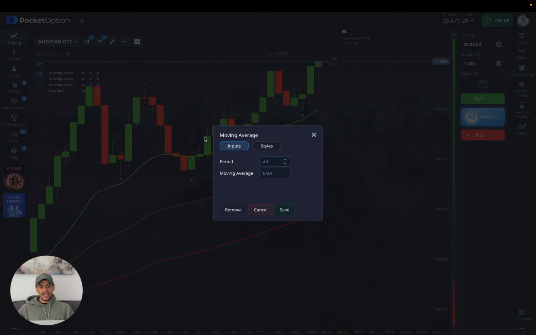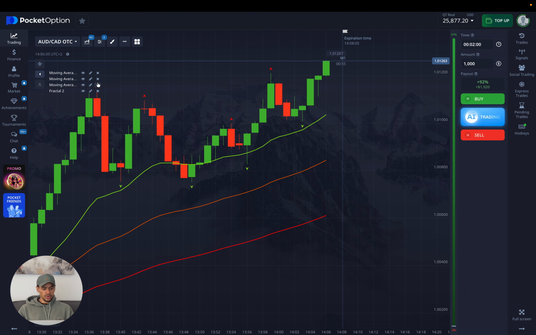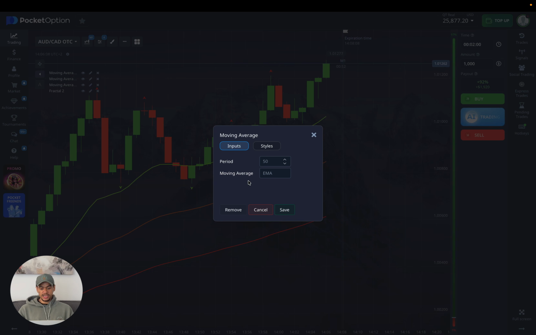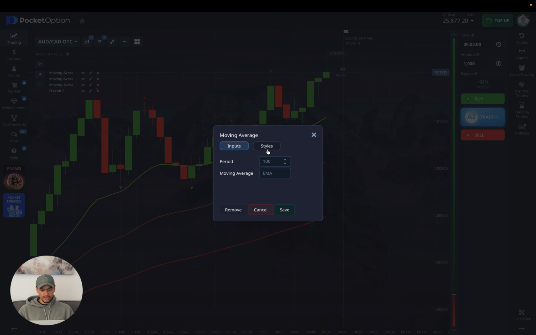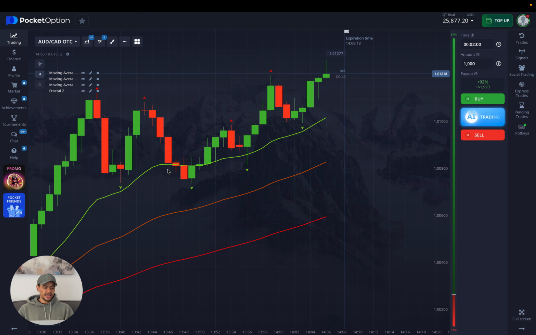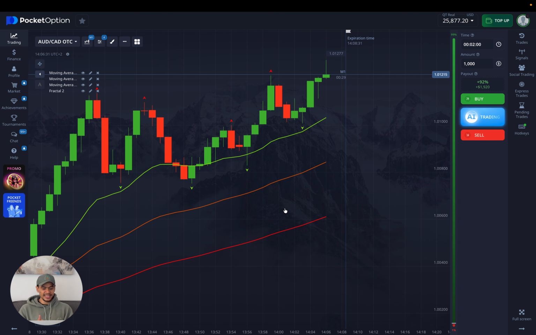We're going to use a 20 period moving average EMA with a style of green and 2 pixels. We're going to use a 50 EMA also with the orange style and 2 pixels thickness, and we're going to use 100 EMA with a style of red and 2 pixel thickness. And on top of that we have a fractal with a period of 2. As for the styles, just change the direction of up to be red and direction of down to be green. That's how simple it is.